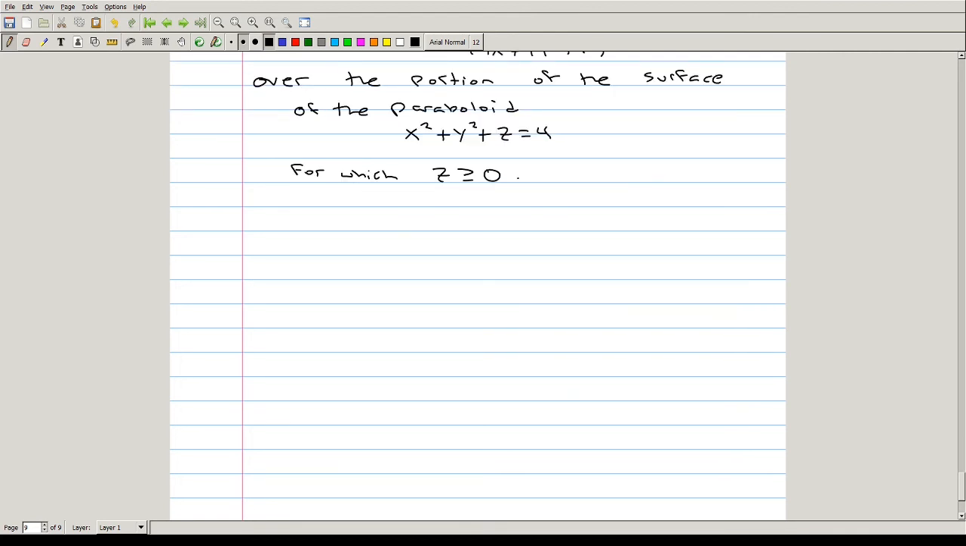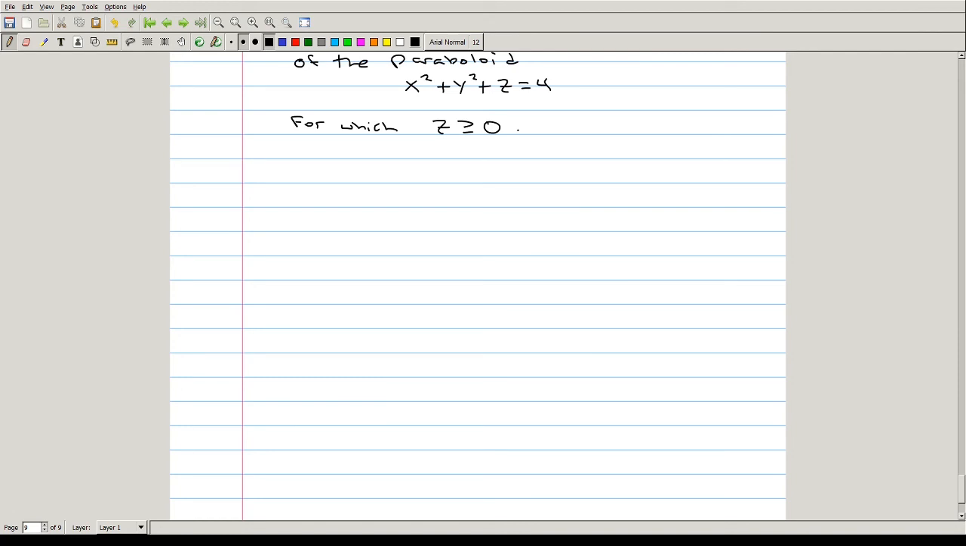Now, the best way of starting any problem like this is to try to get some idea of what the surface you're dealing with looks like. And we can do this directly using the idea of cross sections. This is always how you can visualize what a surface is going to look like, if you figure out what it looks like in terms of some of its cross sections.